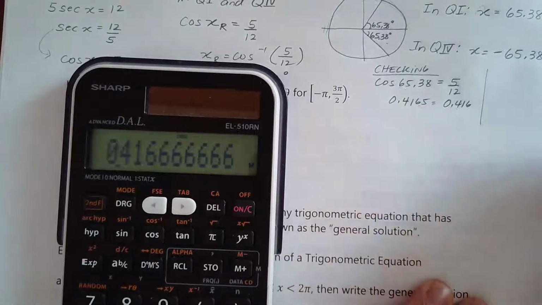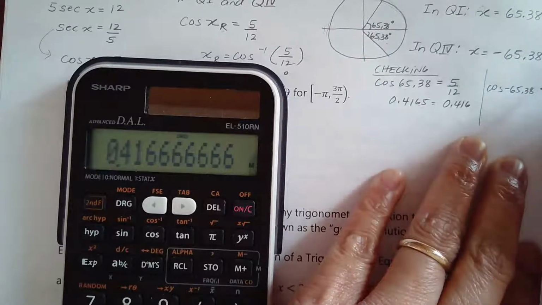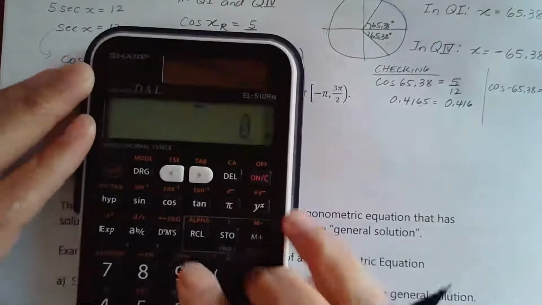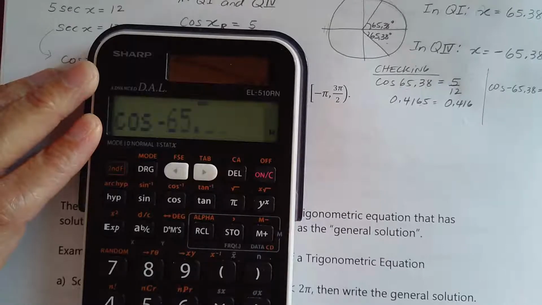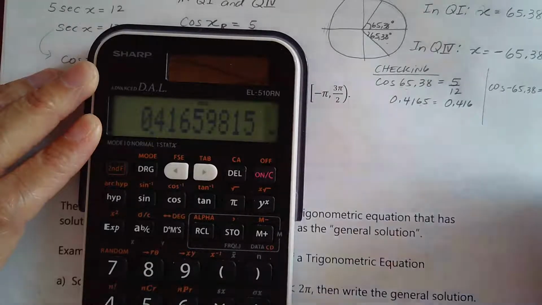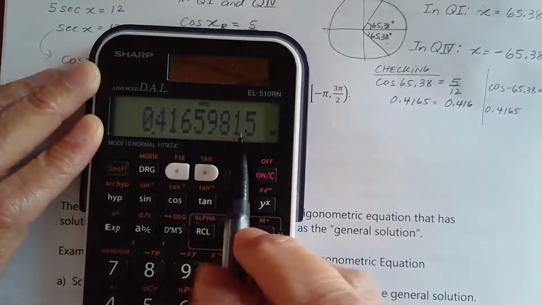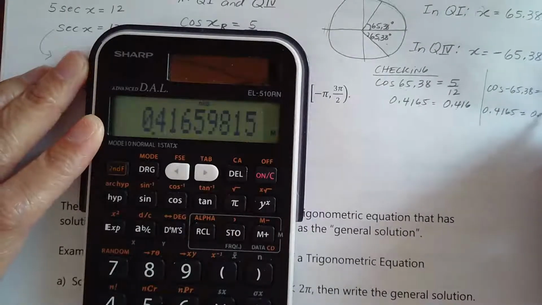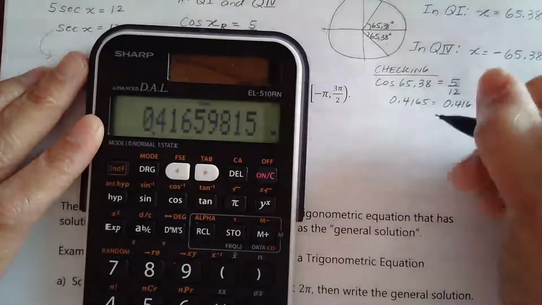Okay, now let's try the other one. Cosine of negative 65.38, that better be equal to 5/12. So let's see here. Cosine of negative 65.38, I'm going to get positive 0.416598. And then 5 divided by 12 is also about 0.416 as well. So they're equal to each other. That means our solutions are correct.